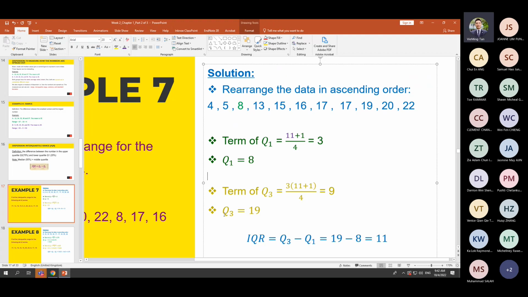Okay, first step. Then next is to get the Q3 value. You need to identify the location of Q3. First step, using what formula? Using 3 multiply m plus 1 divided by 4. 3 divided by 4.